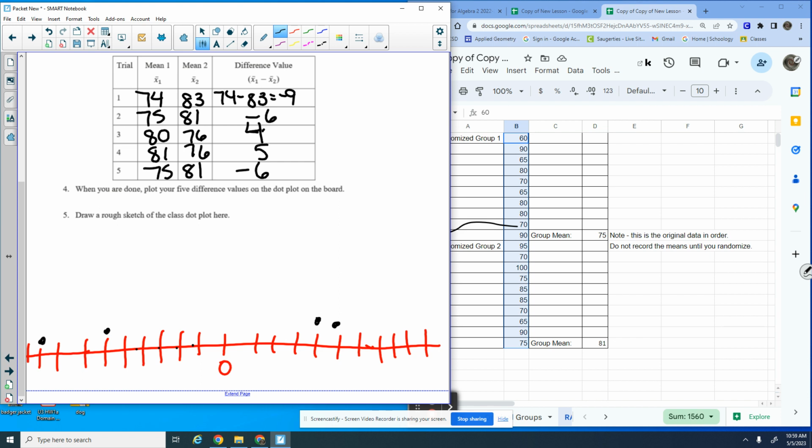Then I got 5. Then I got another negative 6. And all of your classmates, so let's say there's 20 people in the room, would go and put their 5 dots on the board. So we'd have 100 dots. And basically we're seeing what happens with this randomization plot. So now I'm going to go to the next video.